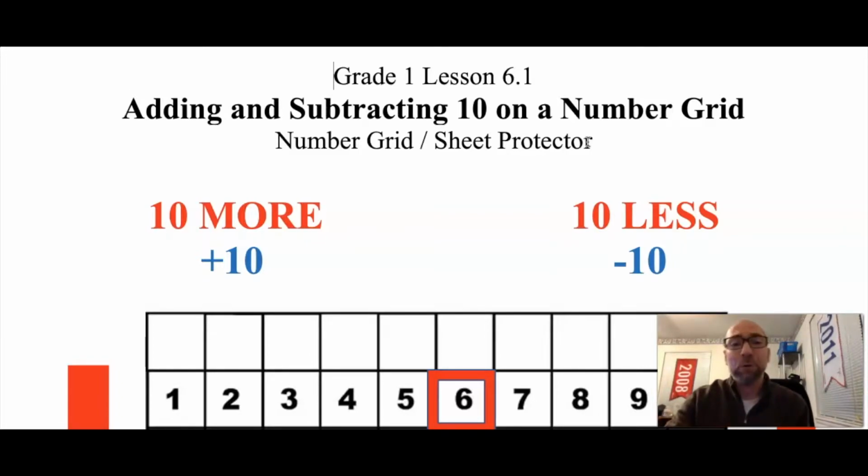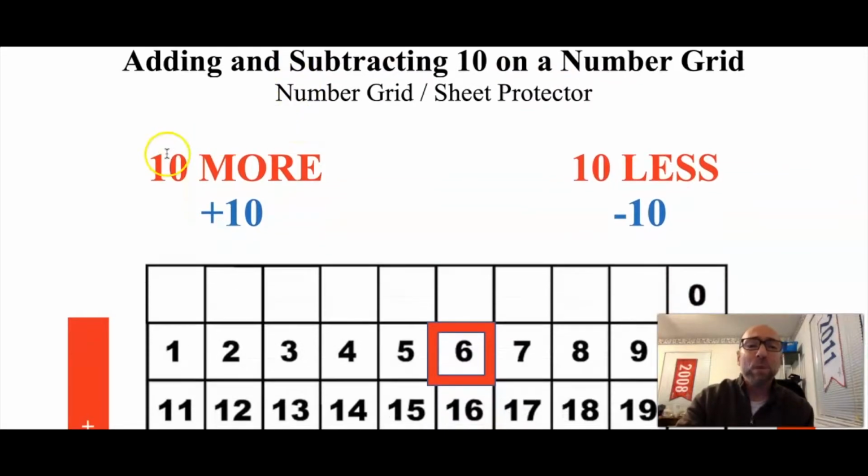Now, this is review. We've done this before, but in math, just like a sport, we always continue to practice to get better. So I want to just refresh your memory here. When we talk about 10 more, that's like adding 10 to a number. And when we talk about 10 less, that is like subtracting 10 from a number. So 10 more is going to give us a bigger number. 10 less is going to give us a smaller number.